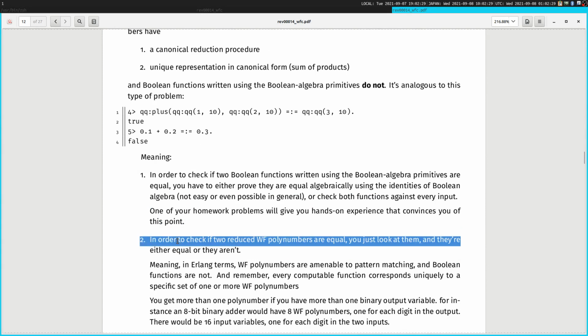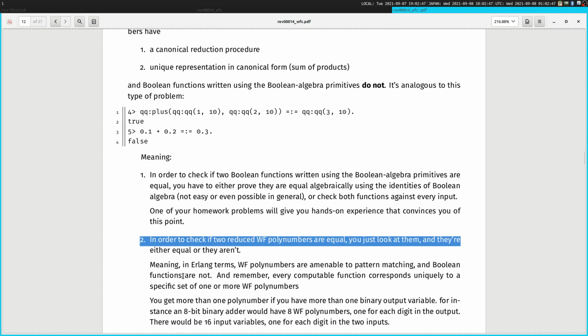In order to check if two reduced WF polynumbers are equal, you just look at them and they're either equal or they aren't. Meaning in Erlang terms, WF polynumbers are amenable to pattern matching and Boolean functions are not. And remember, every computable function corresponds uniquely to a specific set of one or more WF polynumbers. You get more than one polynumber.